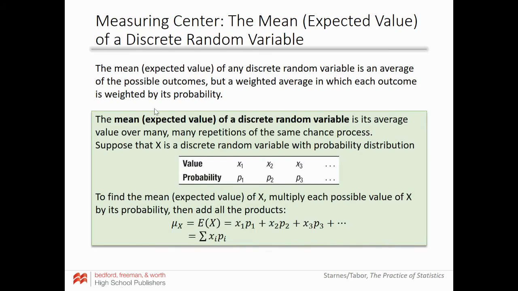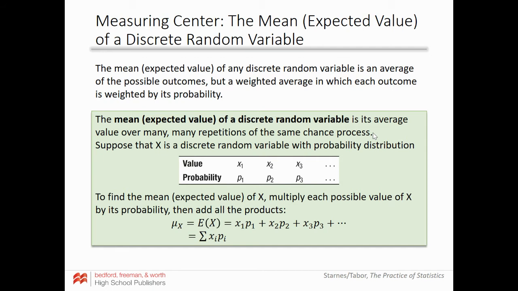To find the mean or the expected value, there's a lot of words here. It's not too bad. I'm going to read it to you, and then I'll give you the shorthand version. The mean or expected value of a discrete random variable is its average value over many, many repetitions of the same chance process. That's the same idea as our law of large numbers. The definition of a probability of something occurring is after many, many, many trials. Same idea here.